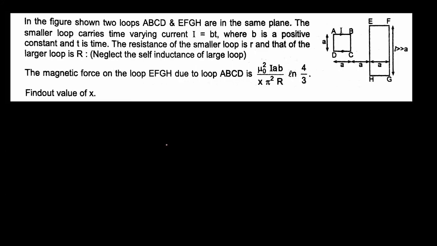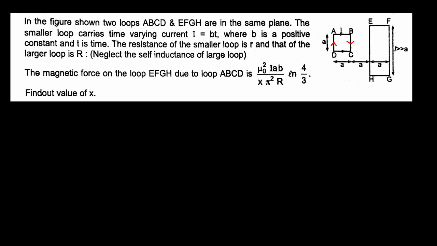In the figure shown, two loops ABCD and EFGH are in the same plane. So these are the two loops they have given already. ABCD is carrying current like this, and EFGH, in the same plane, is such that the smaller loop carries time varying current I equal to Bt, where B is a positive constant and t is time.